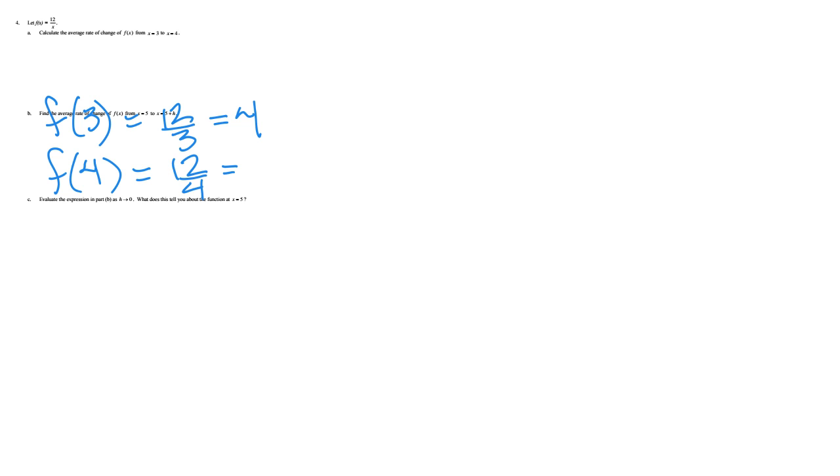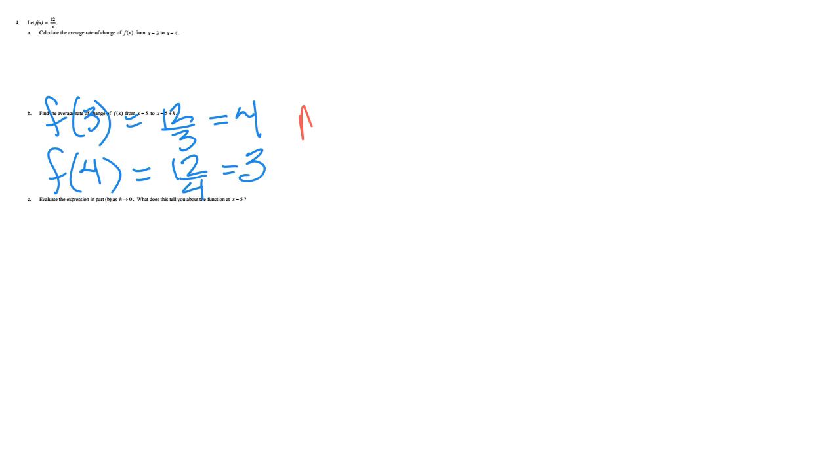Chapter 9 review number 4. Here we go. We're given the function 12 over x. For part A, we are going to calculate the average rate of change from 3 to 4. So we need to find f of 3, which is 12 over 3 or 4. And we need to find f of 4, which is 12 over 4, in other words, 3.